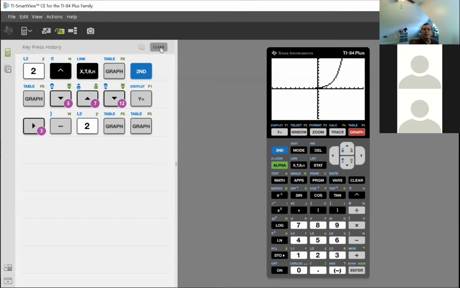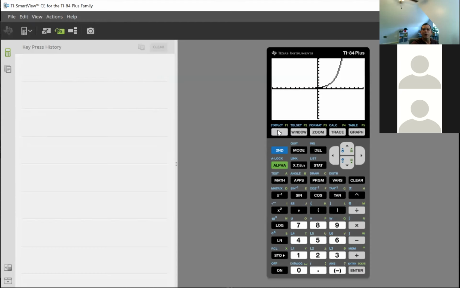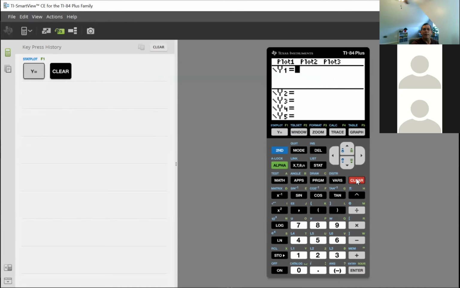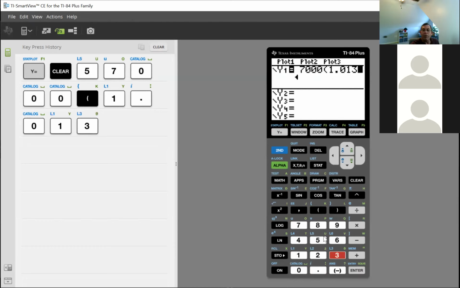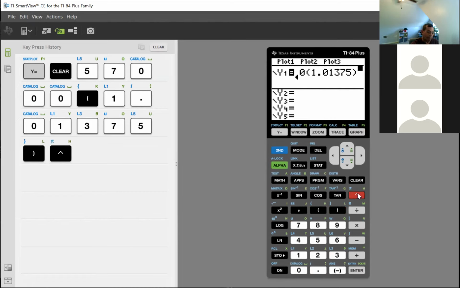So let me clear that off. And I'm going to go y equals and clear that one out there. So, y'all, that equation we just came up with, I'm going to put into my y1. So I had 57,000, parentheses, 1.01375, close parentheses, and then we'll put in our exponent.